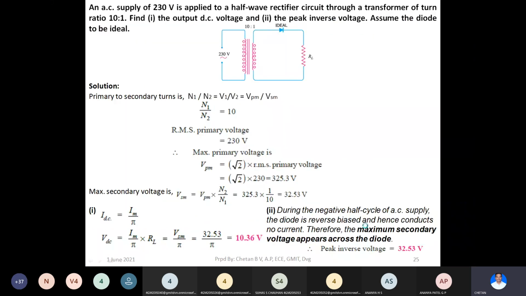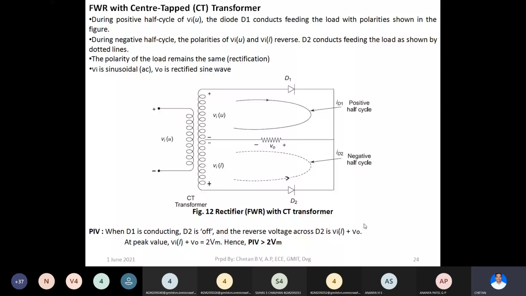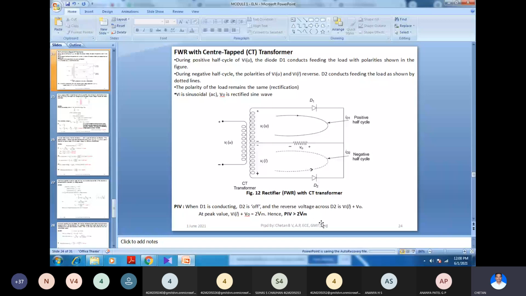So before going to solve some numericals, let us see how this rectification takes place with the help of virtual labs.